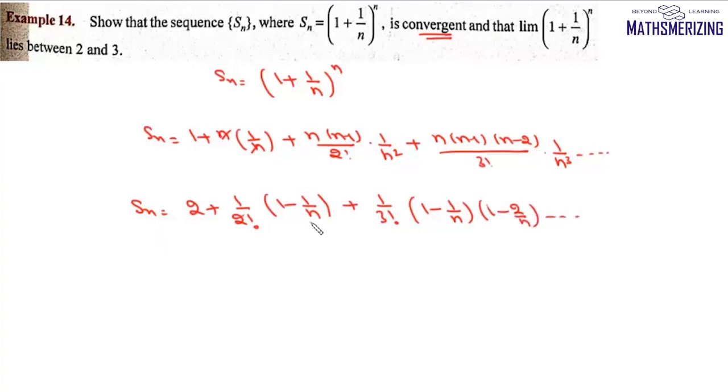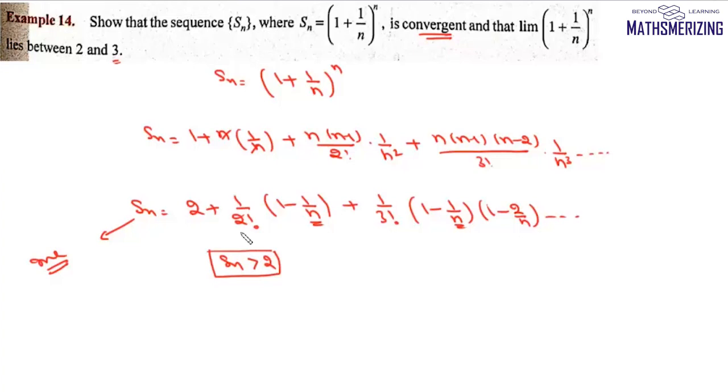Now this sequence is an increasing function of n. So this sequence is an increasing sequence. And since this is 2 plus some positive value, we can say that this Sn will always be greater than 2. Now we need to prove that it is less than 3.